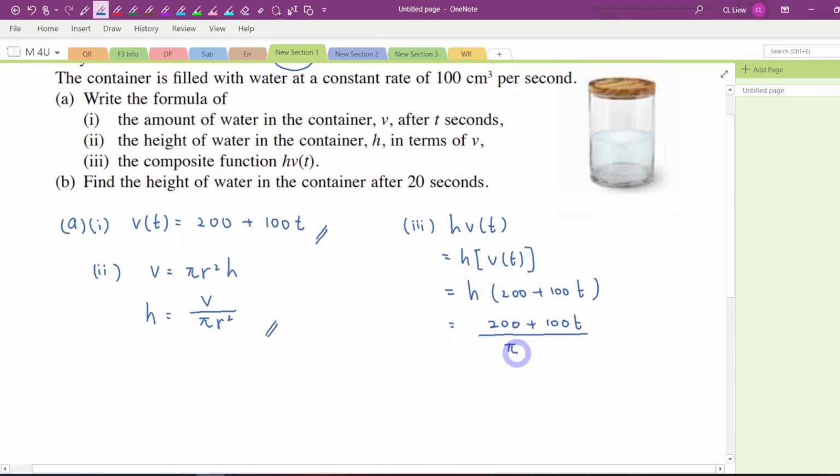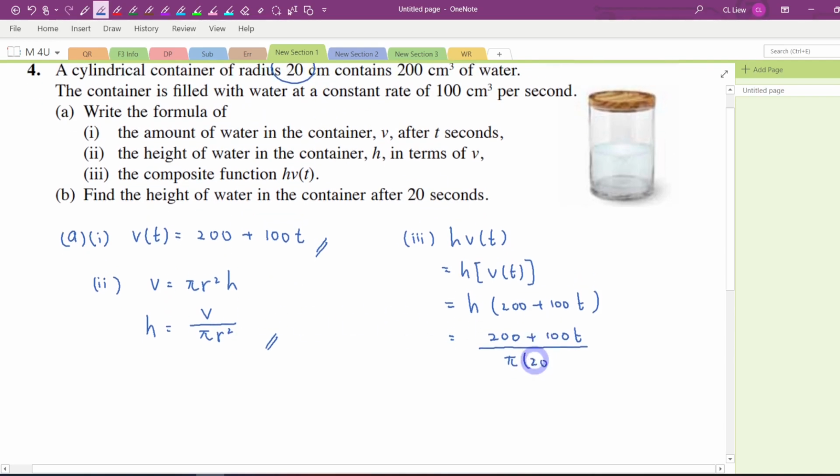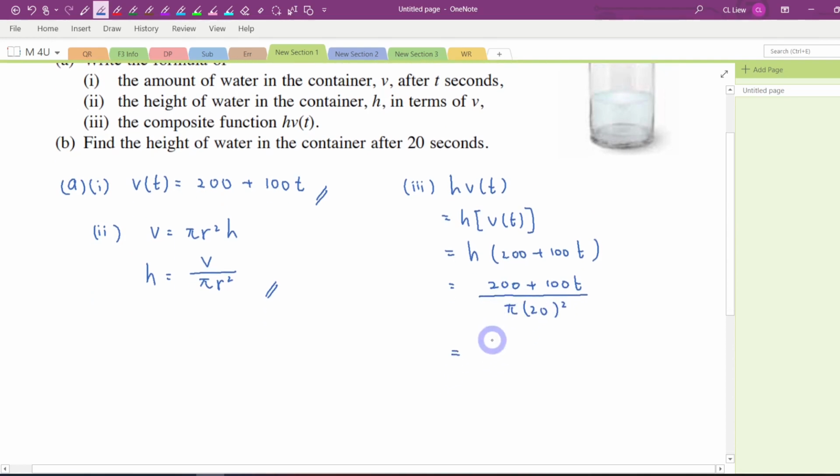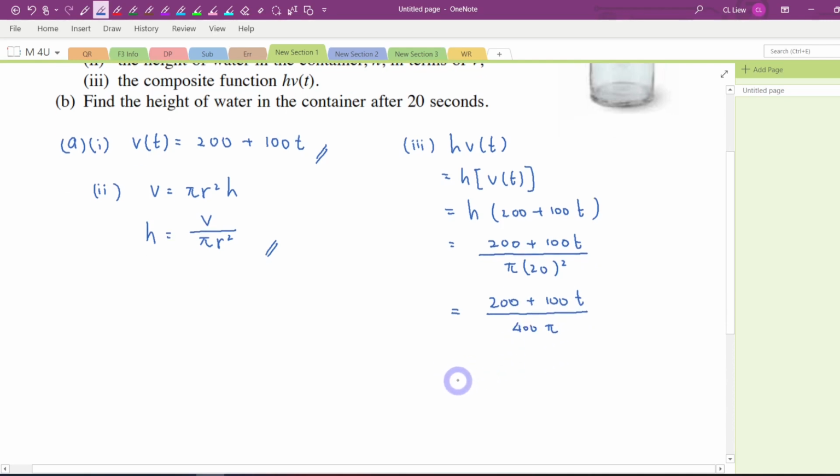So for this pi r squared, I'm going to replace the r by 20 because 20 centimeters is the radius. So don't forget to square it. So this is 200 plus 100t, and this is 400. 20 squared, you will get 400 pi. So let me do some simplification. Let me do some factorization over here first. So just bring out 100. So this is 2 plus t.